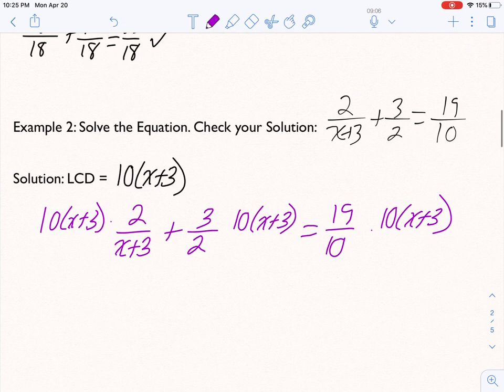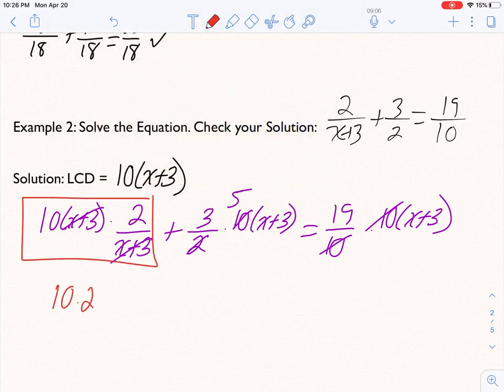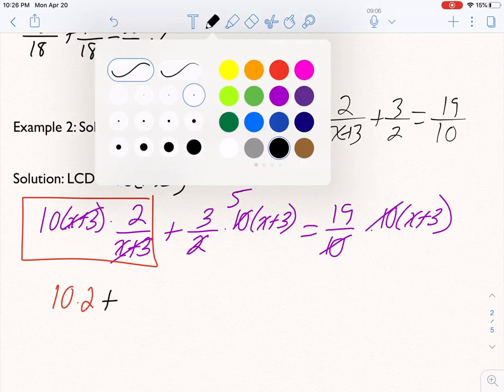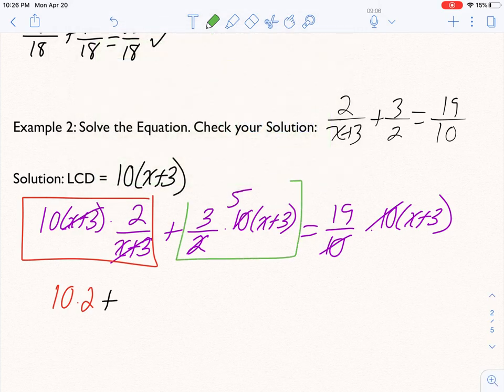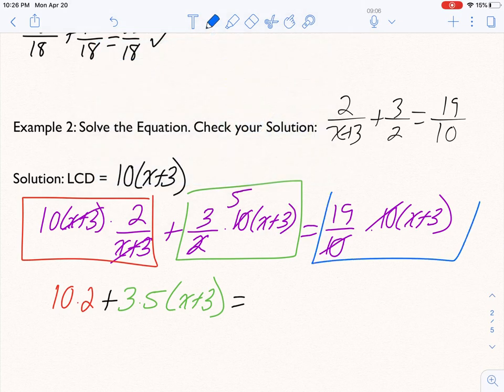Alright, so now we've got three multiplying rational expression problems here, so I can cancel my x plus 3's here. 2 goes into 10 5 times, and my 10's cancel over here. So in this first spot, all I'm left with is 10 and 2. In my second spot, I'm left with 3 and 5 and x plus 3. And then in my last spot, all I'm left with is 19 times x plus 3.